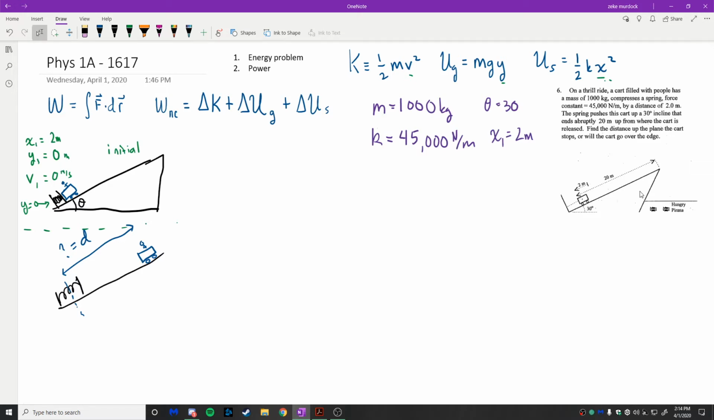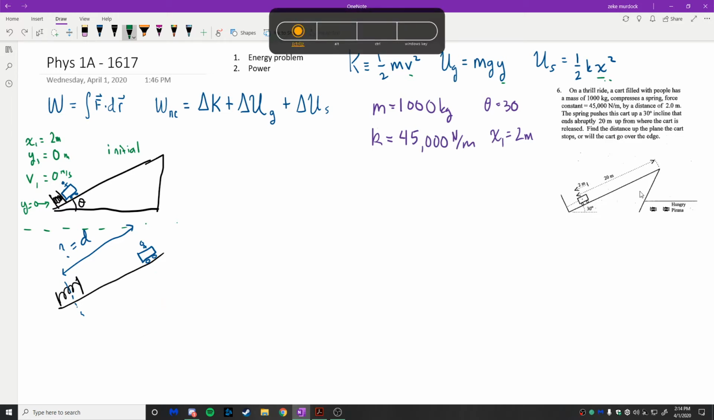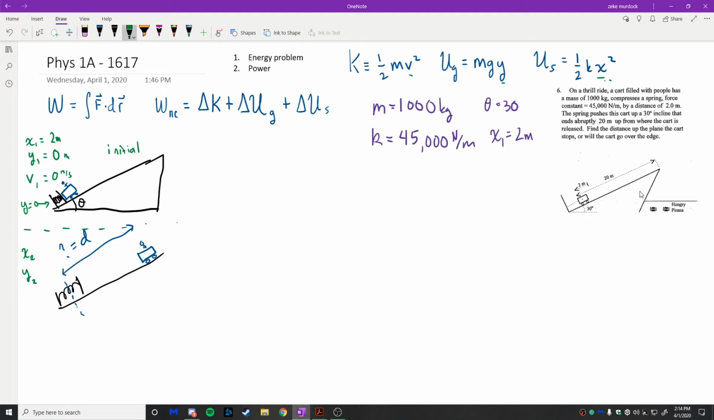Now we need to label information about the second situation. Again, the possible things we can have are x2, y2, and actually I don't want to write this stuff here because I'll need to use that area. In this situation, it's going to be x sub 2, y sub 2, and v2. Now if it doesn't actually go over the edge, the velocity is going to be 0. And if the spring is not compressed anymore, then x2 is going to be 0 as well. So the only thing that's not going to be 0 is the y.